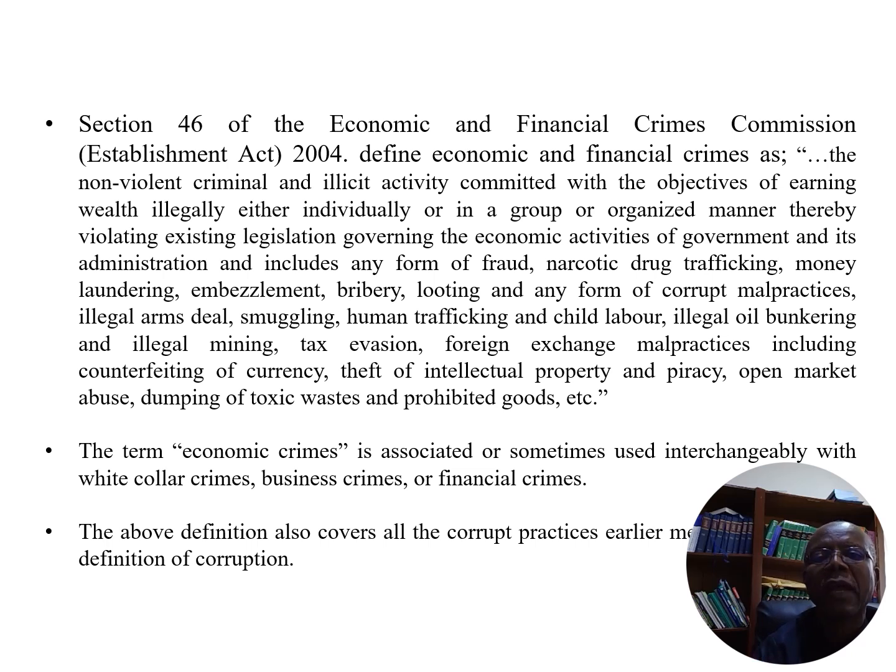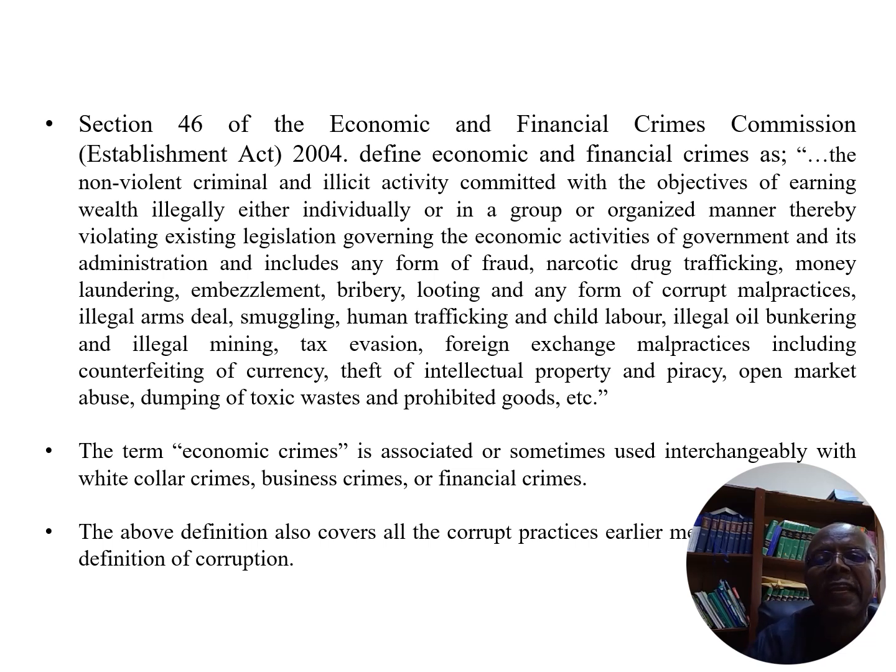And then the provision went on to list various activities that constitute economic crimes, providing that it includes any form of fraud, narcotic drug trafficking, money laundering, embezzlement, bribery, looting, and any form of corrupt malpractices, illegal arms deal, smuggling, human trafficking, child labor, illegal oil bunkering, illegal mining, tax evasion, foreign exchange malpractices, including counterfeiting of currency, theft of intellectual property, and piracy, open market abuse, dumping of toxic waste, and prohibited goods.